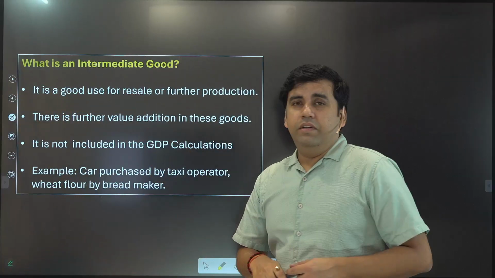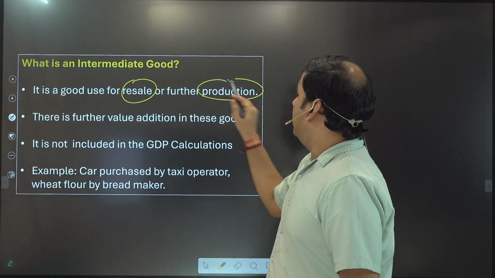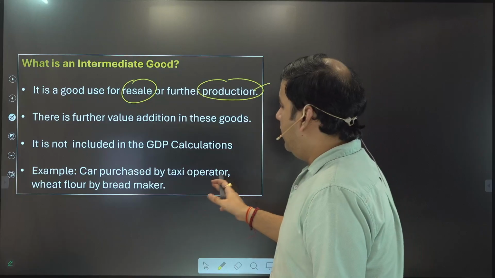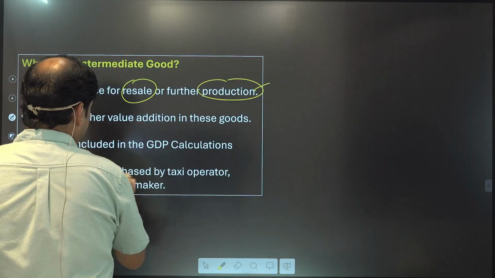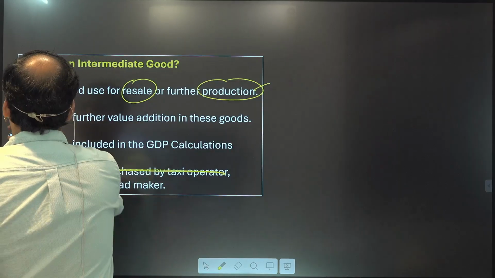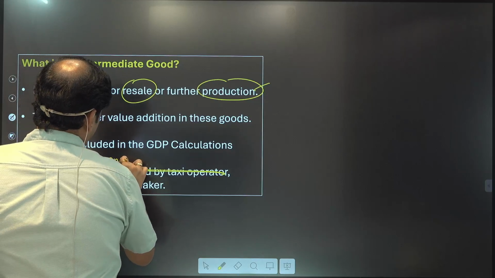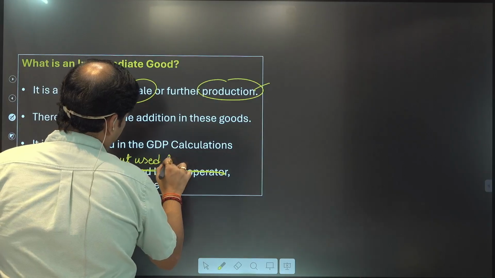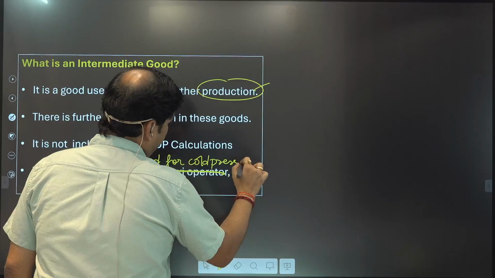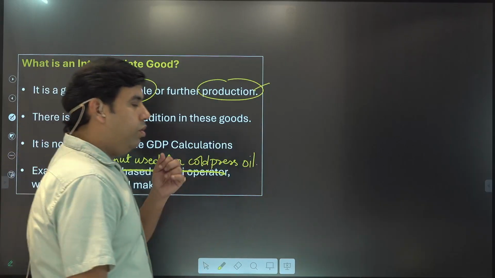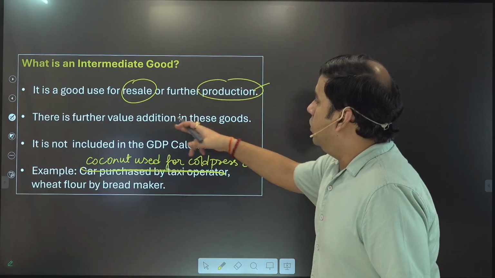What is an intermediate good? Again, the opposite. Good for resale or further production, like the coconut example, right? Same old example. Remove it. I'll write coconut over here. Coconut used for cold press oil. So further production, resale.